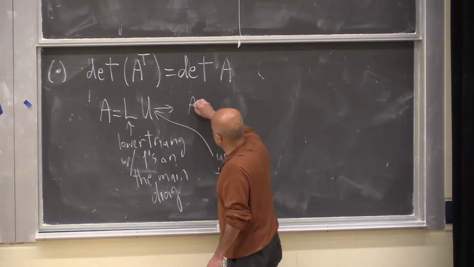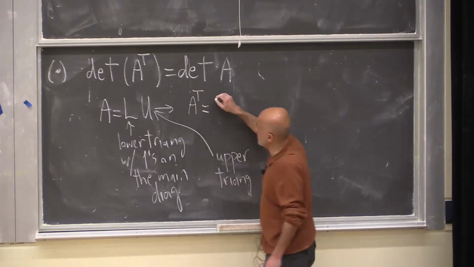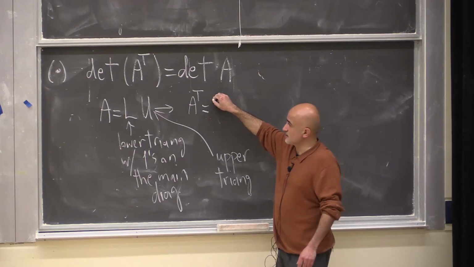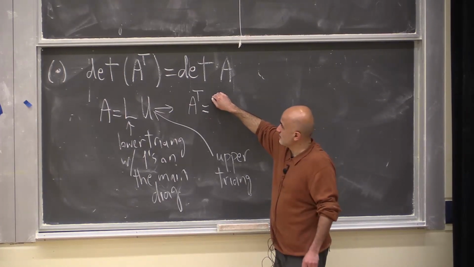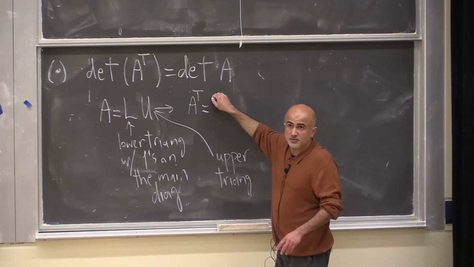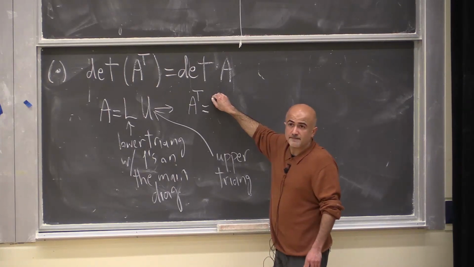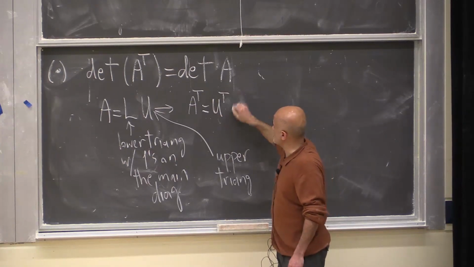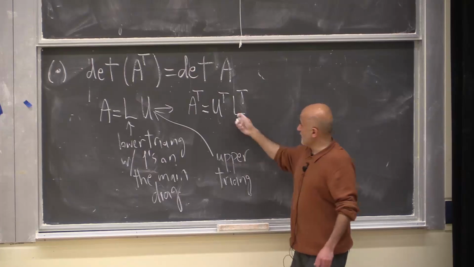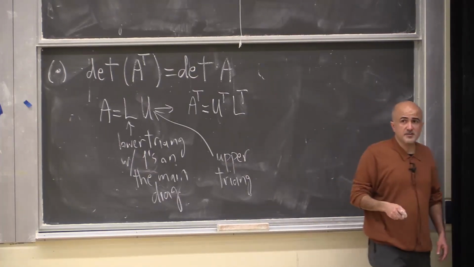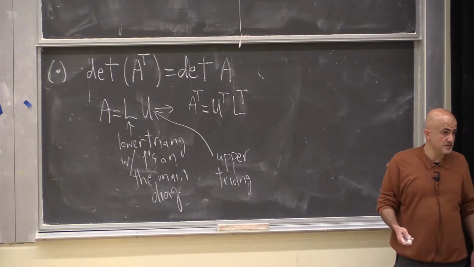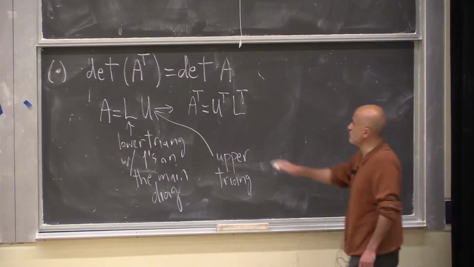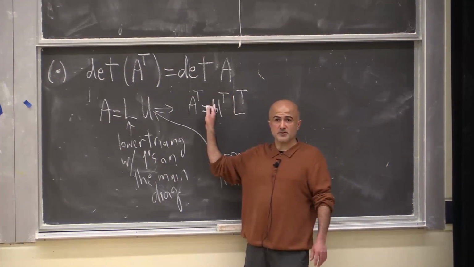So A transpose is what? What's the transpose of a product? What do you do to the order? Switch the order and transpose each. So L, which used to be lower triangular, now has become L transpose, which is upper triangular. And U, which was upper triangular, now is lower triangular.